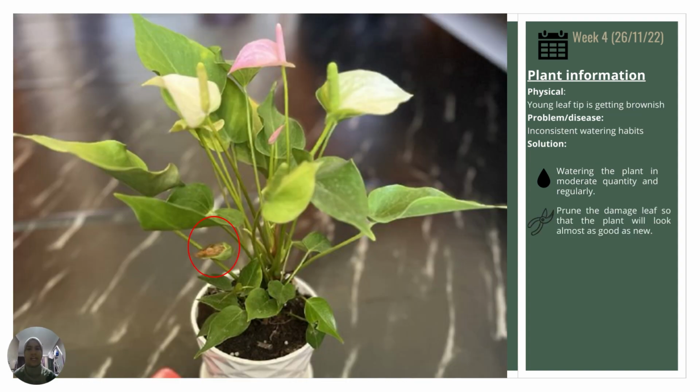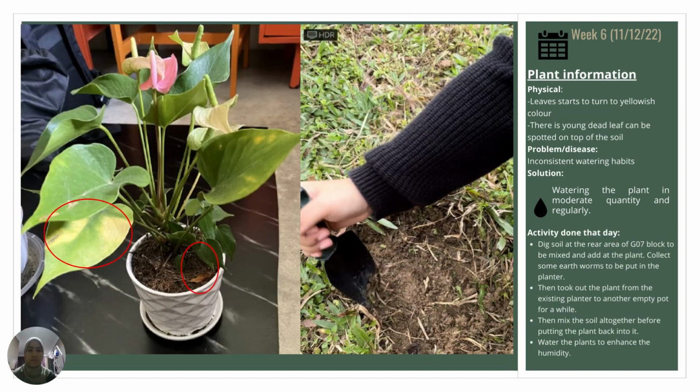On week 4, the young leaf tip is getting brownish. It is maybe because of inconsistent watering habits, as I jump on watering the plants. As the solution, I water the plant in moderate quantity and regularly. As for the brownish tip, I prune the damaged leaves so that the plant will look almost as good as new.